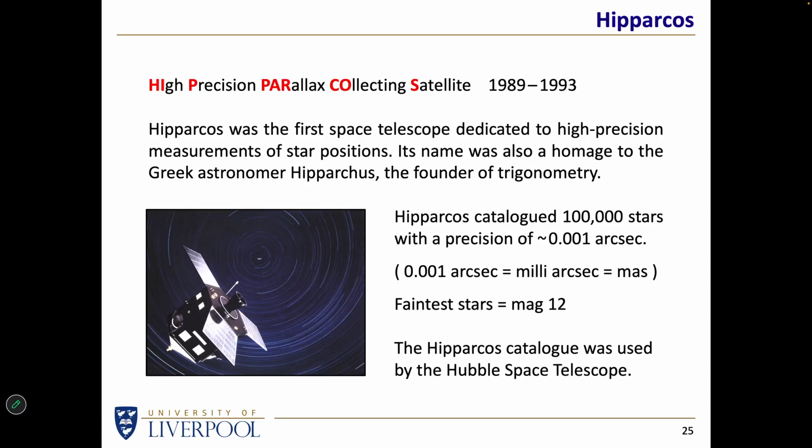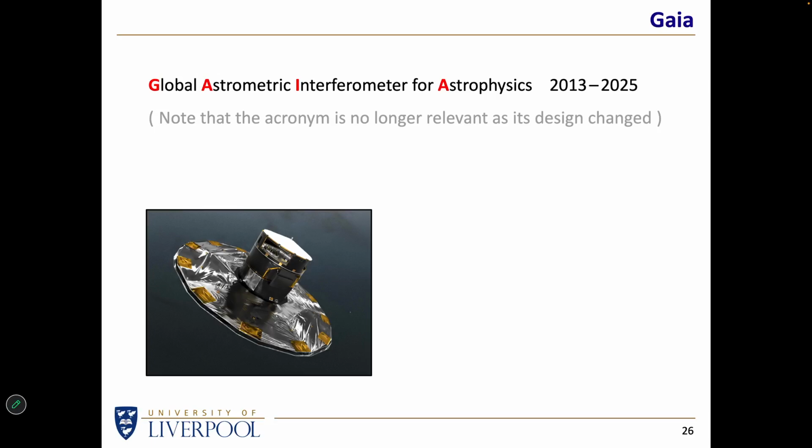That was Hipparcos a few decades ago. And now we get to the main event, Gaia. Now, the acronym for Gaia, I won't even bother reading it out because it doesn't matter anymore. They invented the acronym when they thought they were going to use interferometry to do the measurements. They then changed their mind, but they thought it's such a wonderful name, let's keep the name anyway.